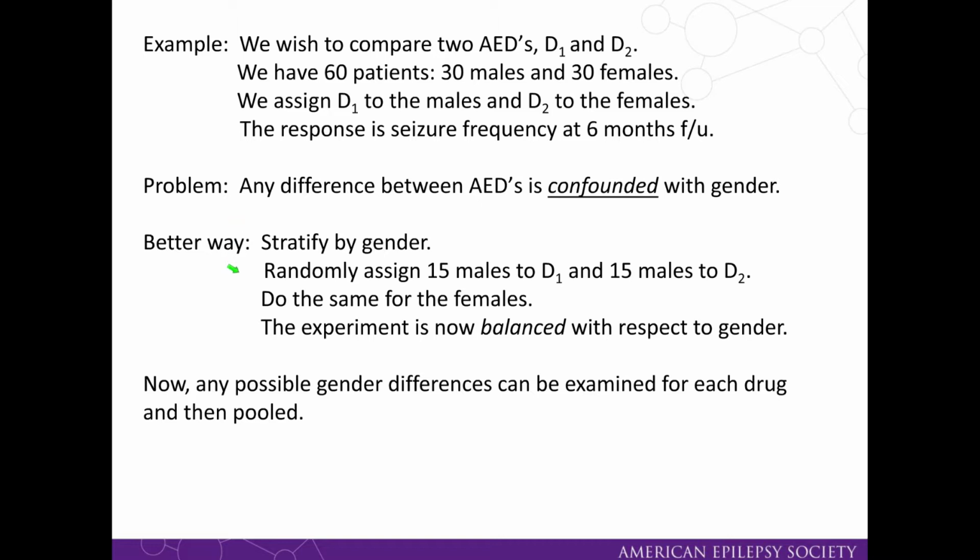And basically that just means let's randomly assign 15 males to drug 1 and 15 males to drug 2. Do the same for females, and now the experiment is balanced. We say it's balanced with respect to gender. And so now any possible gender differences can be examined for each drug and then pooled.